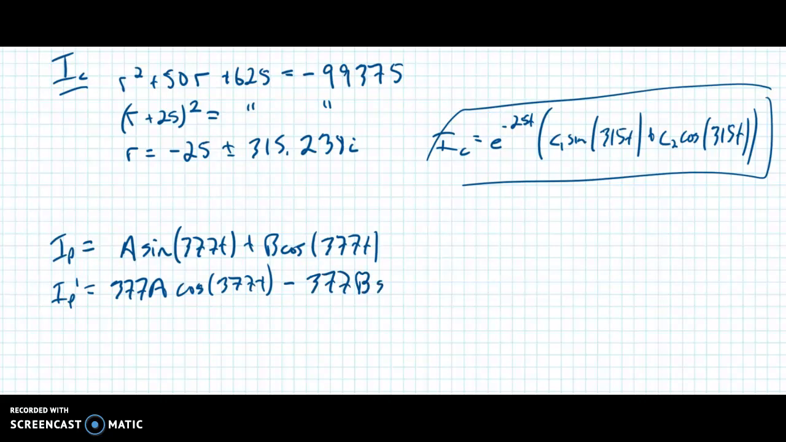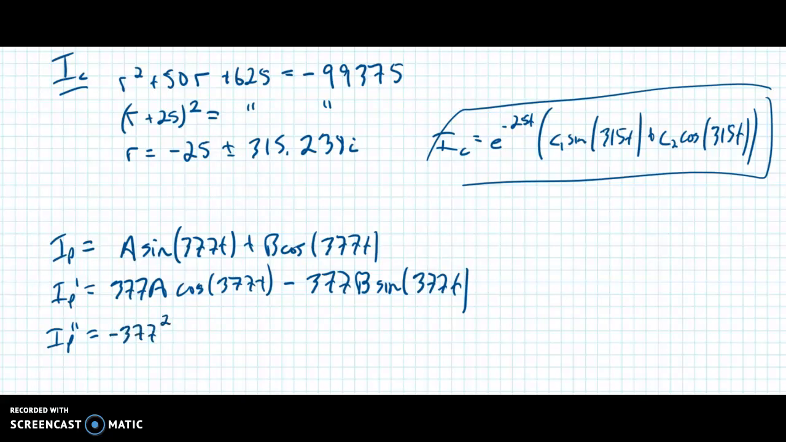377b sine of 377t. There are ways to use variables instead of the 377, and I usually teach it both ways, but this works just fine here, and we're going to do it that way. I double prime is equal to, all right, here, I'm just going to write negative 377 squared, because there's going to be two of them.